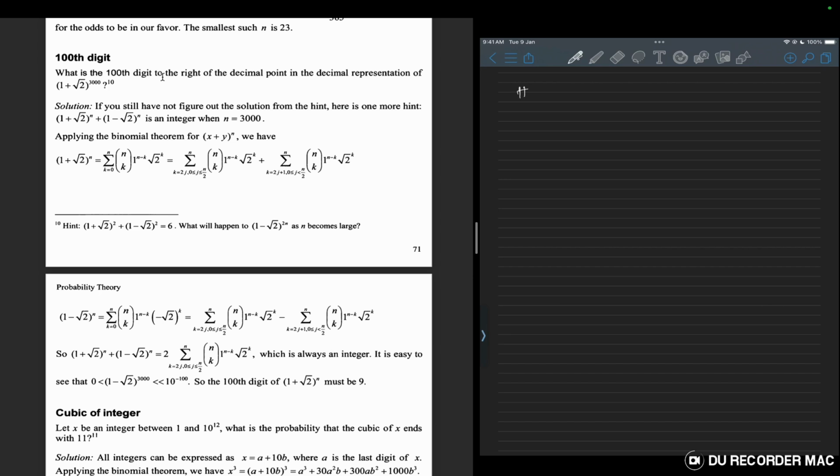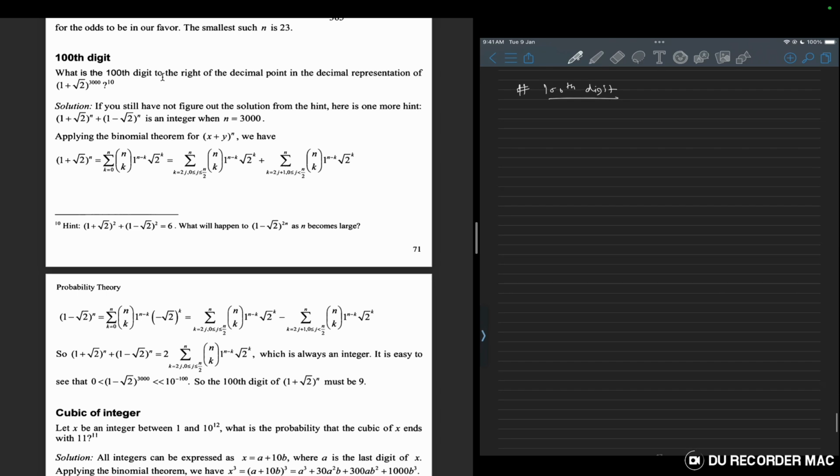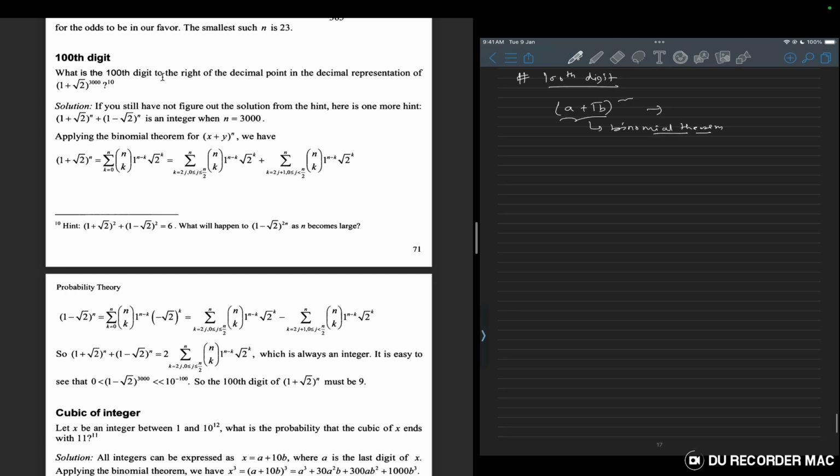Whenever we see a question in the form of a plus root b to the power of something, the first thought should go to the binomial theorem, because if the question has stated the number in this format, there is a high chance that the binomial theorem could be applied. Anyways, let's look at this question.